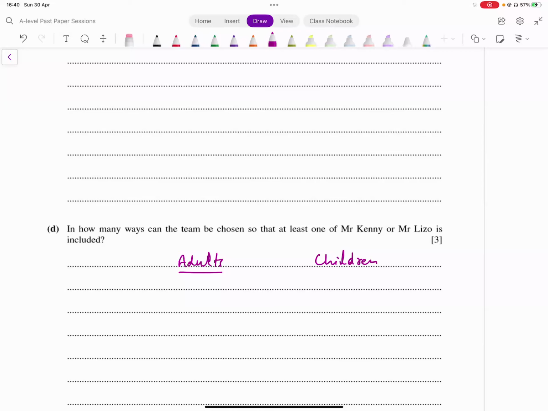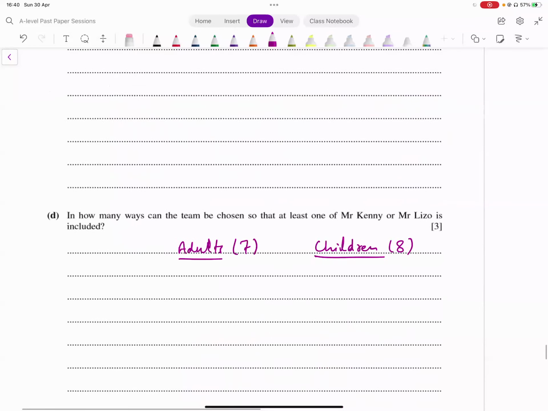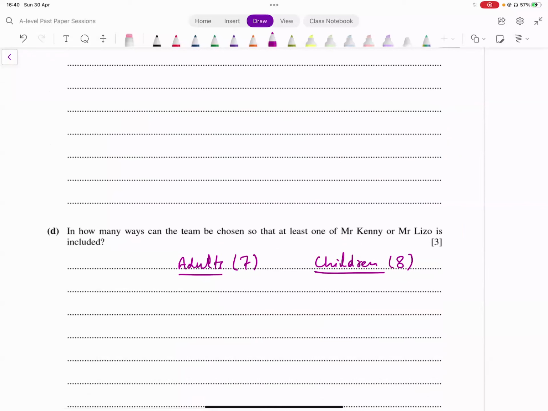अब देखें, चिल्ड्रन पे कोई कंडीशन नहीं है. टोटल एडल्ट्स कितने थे? 7. Children were 8. And how many do we have to choose? 4 adults and 3 children. Children के लिए तो you just have to do 8C3. 8 children में से you have to choose 3 randomly. There's no restriction on that.